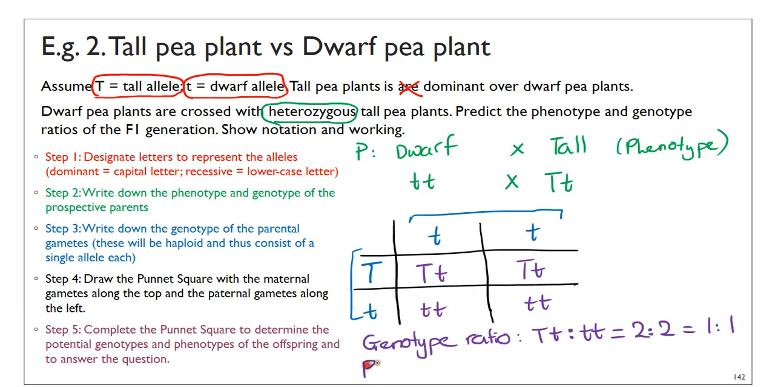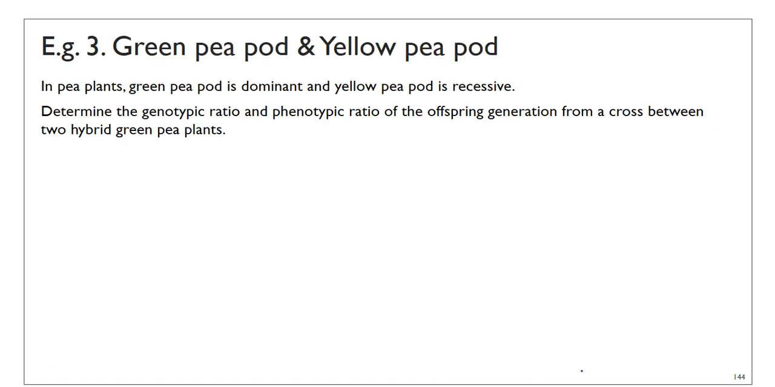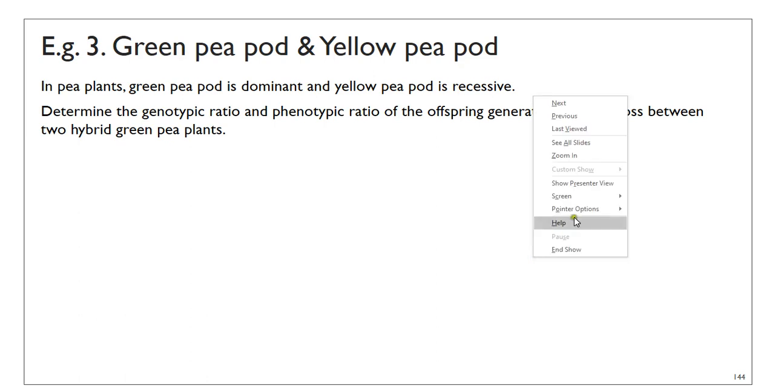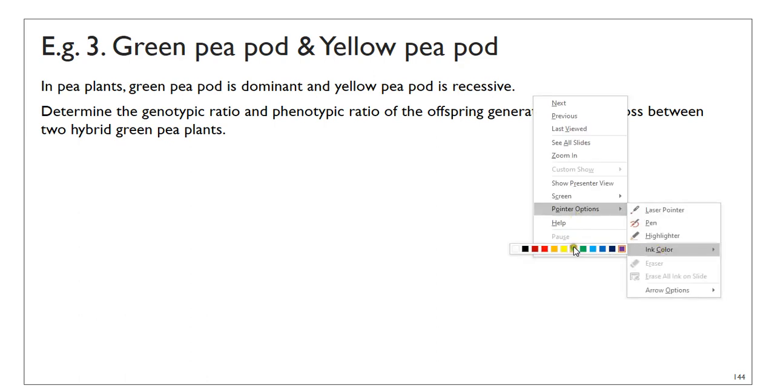Now the phenotype ratio is when you have to describe the actual characteristic that can be observed. So 50% of the plants will be tall from this genotype, and 50% of the plants will be dwarf from the other genotype. So it's also a 1 to 1 ratio. So answer the question: genotype ratio, phenotype ratio. So that's example 2.